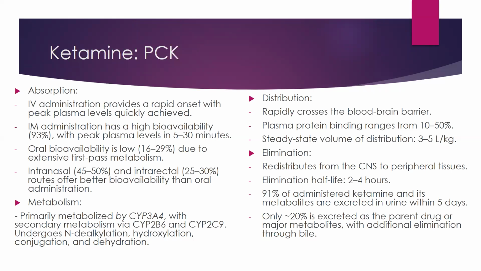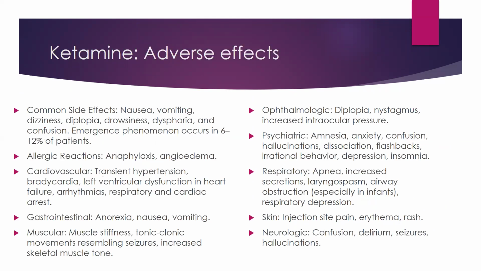91% of administered ketamine is metabolized and excreted in urine within 5 days. Only less than 20% is excreted as a parent drug or a major metabolite, with additional elimination through the bile. Common side effects: nausea and vomiting, dizziness, diplopia, drowsiness, dysphoria, and confusion. Emergence phenomenon occurs in about 6 to 12% of patients.